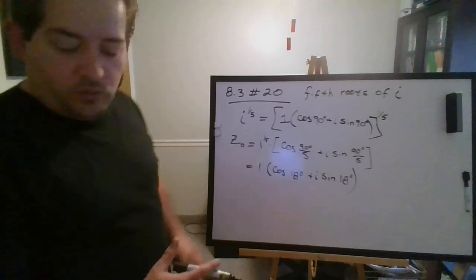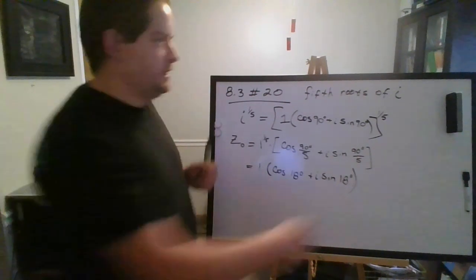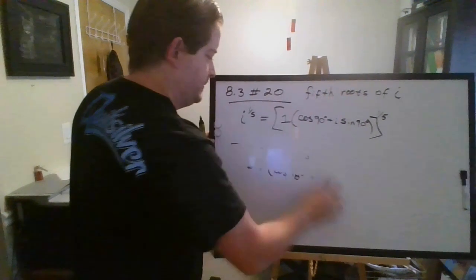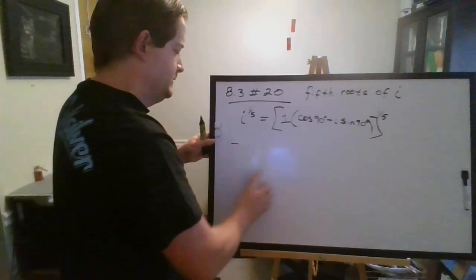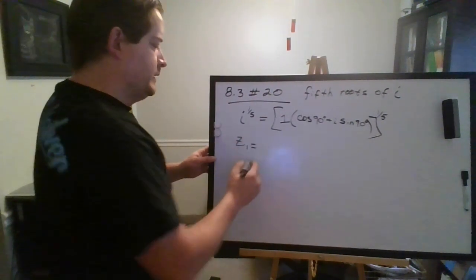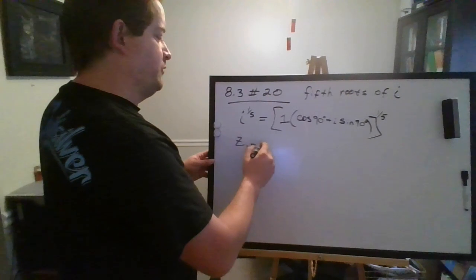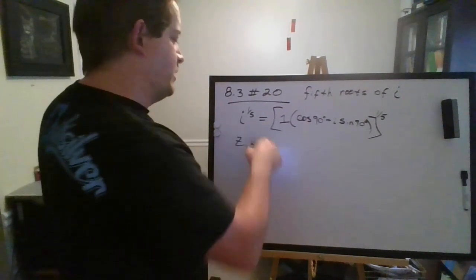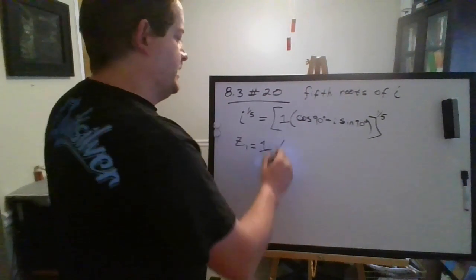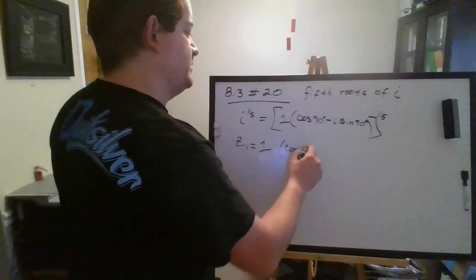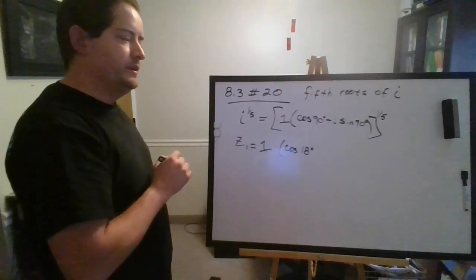To figure out Z1, the next one is a similar formula. Z1 is that same radius, 1 to the 1/5, but I'm just going to write them as 1 because they're all going to be 1 at this point. They're all going to have the same radius. And then I have the cosine of my original angle, which was 18 degrees, the original angle from Z0.